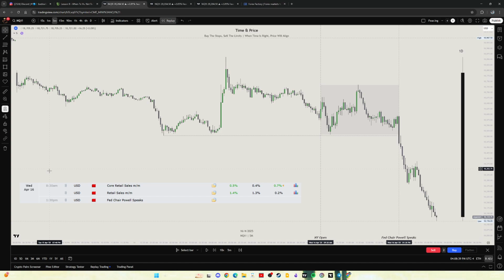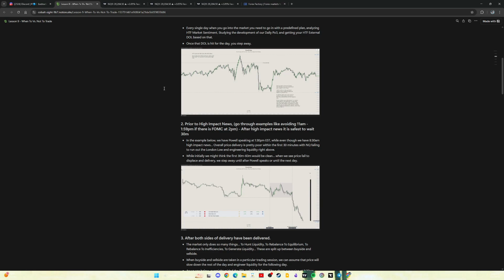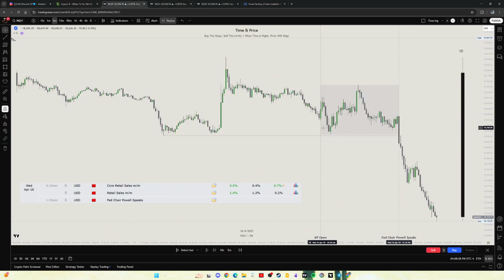So in the example below that I'm going to reference on this chart right here, we can see that we have 8:30 news and 1:30 p.m. news. As I marked out here and here, obviously I don't have the 8:30 news marked out, but I have the 9:30 open marked out. Anyways, in this example below, we can see that Powell is speaking at 1:30 p.m. EST. Well, even though we have 8:30 high impact news, overall price delivery within the first 30 minutes, as we can see here, from 9:30 up until 10 o'clock, were pretty poor.